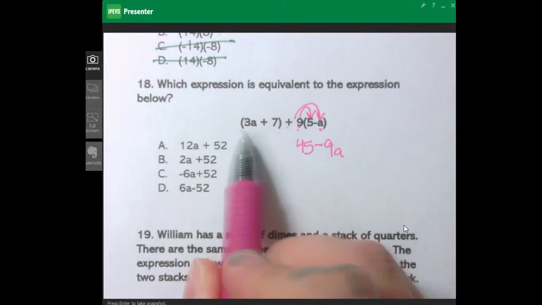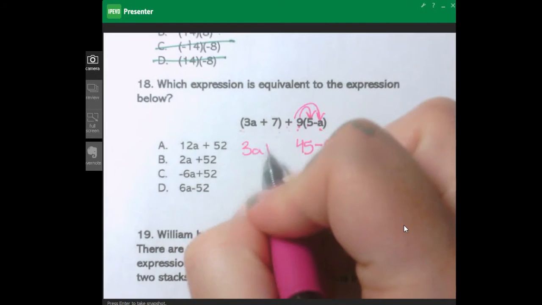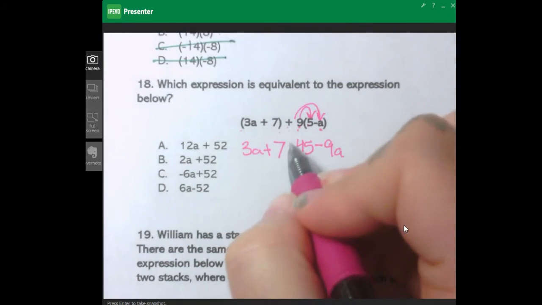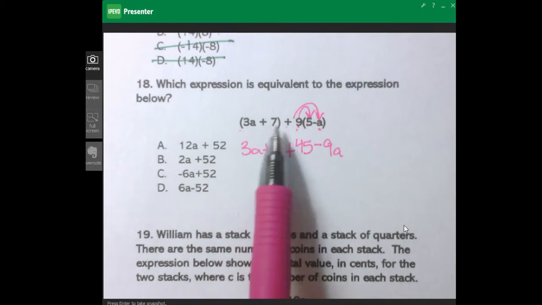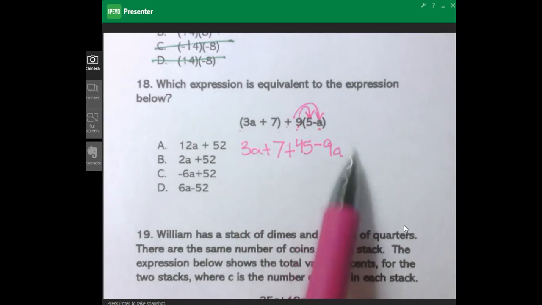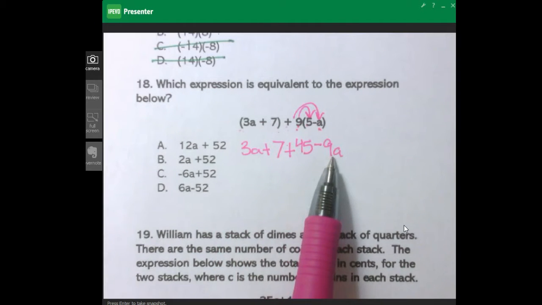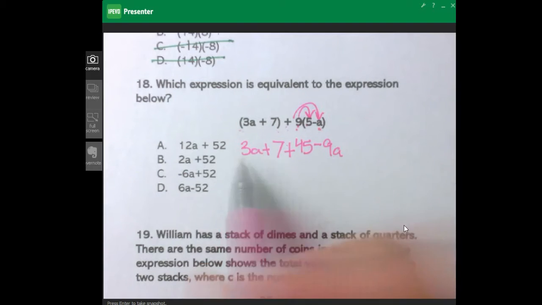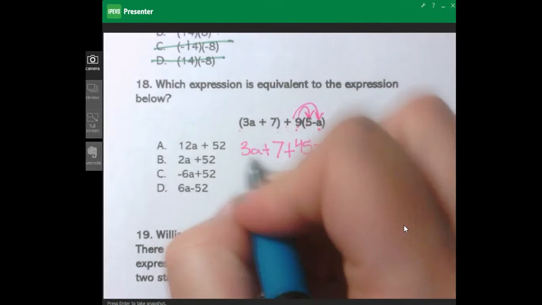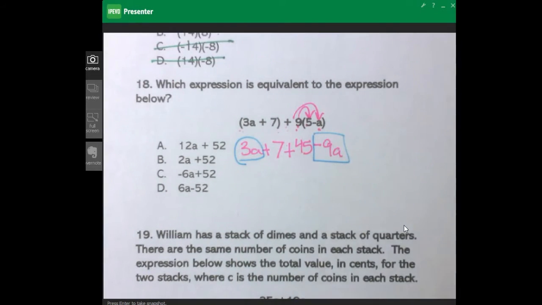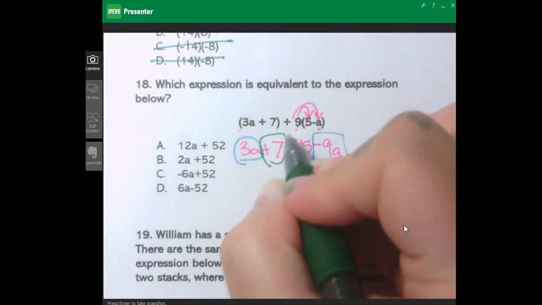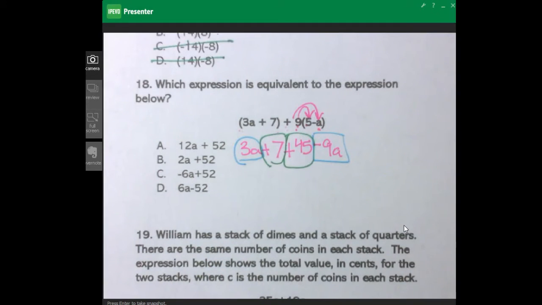Now I've got these numbers here. I have 3a plus 7, and I'm going to bring down the other addition. Okay, I'm not going to carry down the grouping symbols because now I want to combine these together. So I'm going to find my like terms. And now that all I'm doing is adding or subtracting, we can do that. So I'm going to find my a's. So I have 3a and negative 9a. And then we have positive 7 and positive 45.